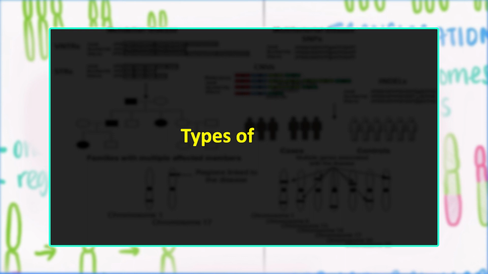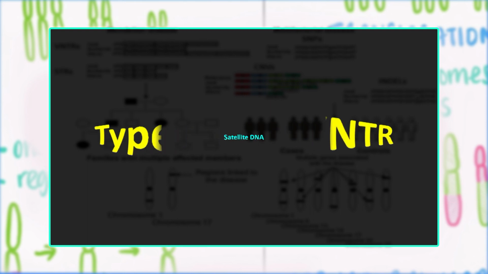The tandem repeat sequences of DNA are also termed satellite DNA. These are of three main types, that is satellite, mini-satellite and microsatellite. Dear students, we will now study the types of VNTRs.